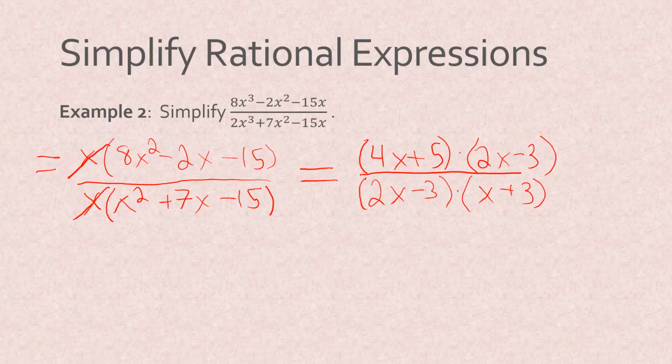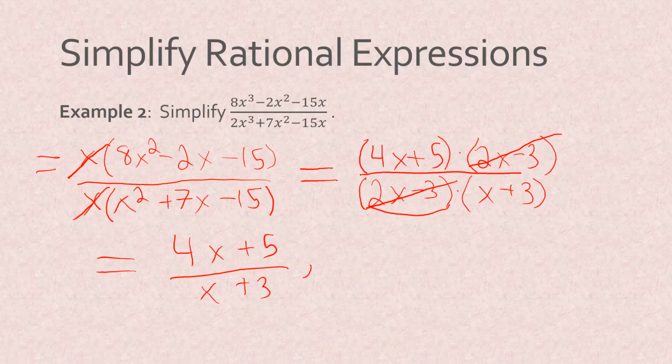This is a very good time to pause the video and verify for yourself that this is actually how these two trinomials factor. After you do that, you can then be convinced that yes, both the numerator and denominator share a common factor of 2x minus 3, which can cancel, and that leaves us with the rational expression 4x plus 5 all over x plus 3.